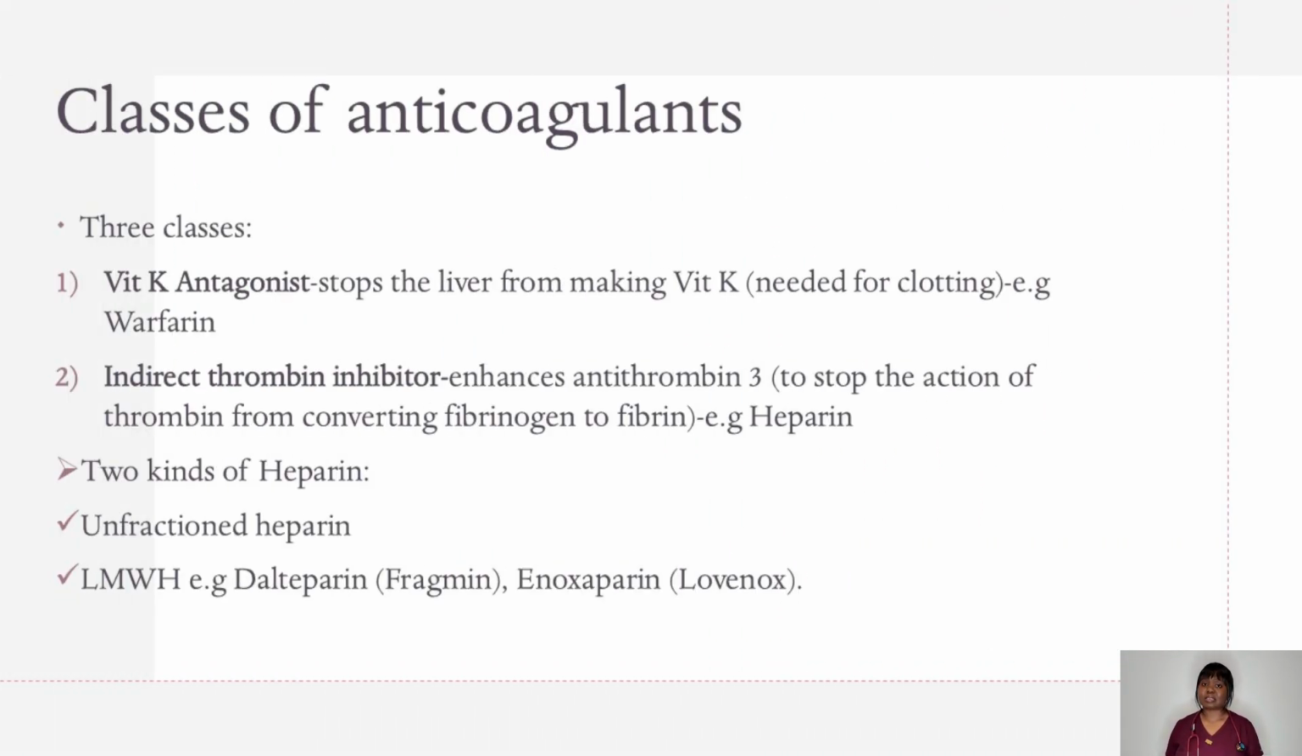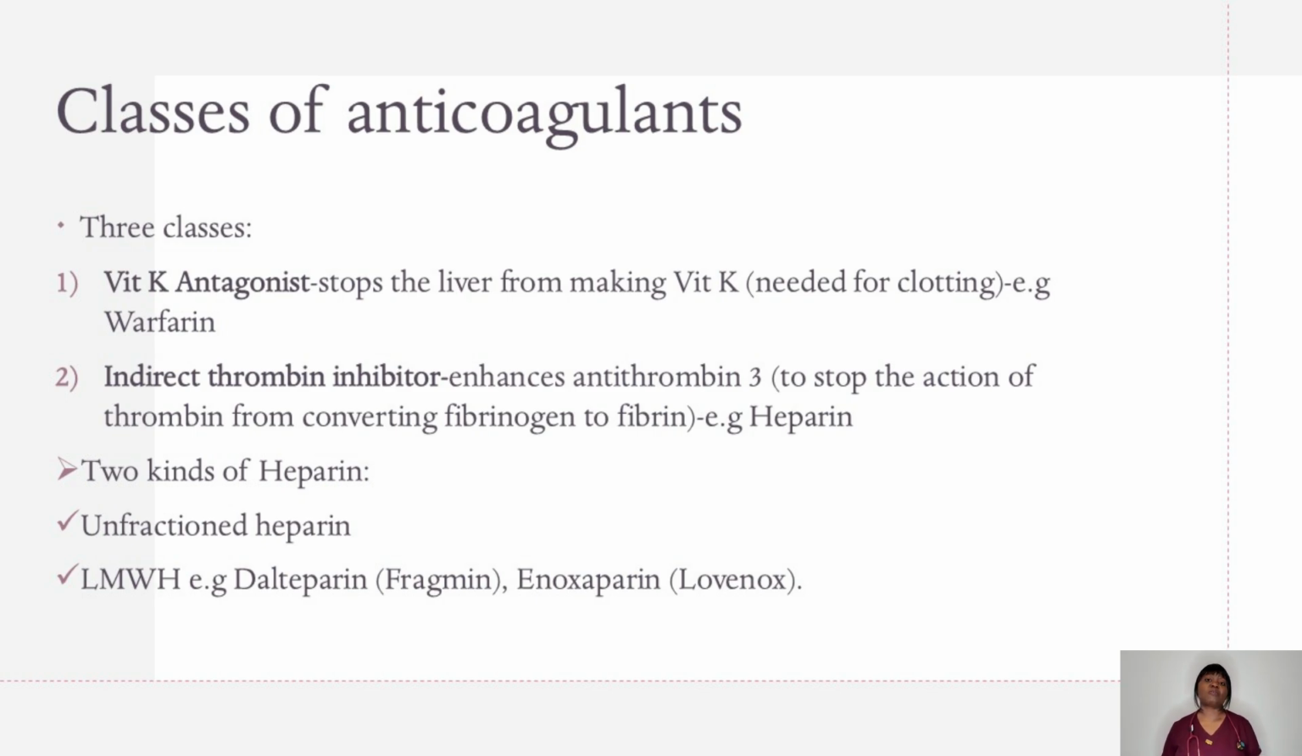Anticoagulants are of three classes. We have the vitamin K antagonist. This one stops the liver from making vitamin K. And if you remember, vitamin K is needed for clotting of blood. An example of medication in this vitamin K antagonist class is warfarin, or what we call Coumadin. We will also discuss that shortly.